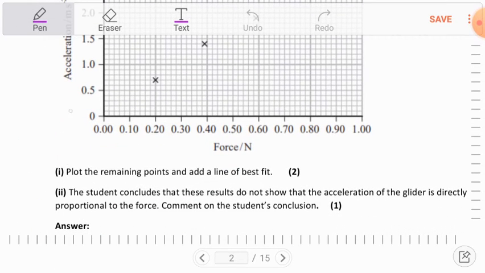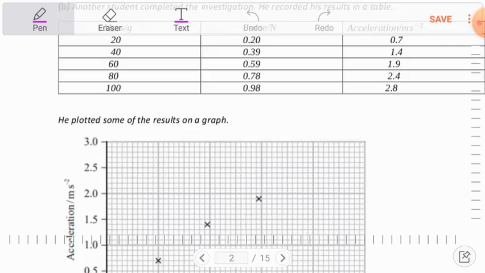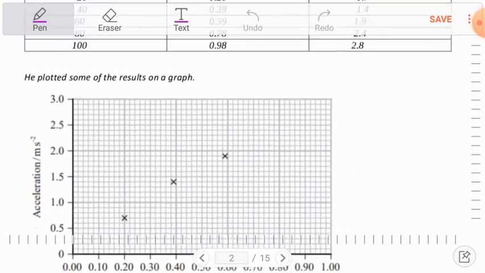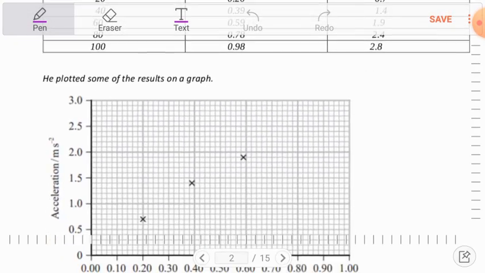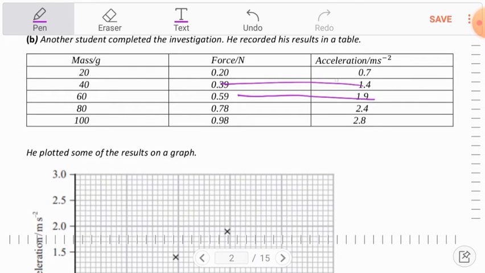Part B1 says plot the remaining points on the graph and add a line of best fit. So we need to plot the remaining points onto this graph paper. Let us first find out which points we need to draw. Here we can see that up to 0.59 it's drawn. So up to this point, these 3 points are drawn.